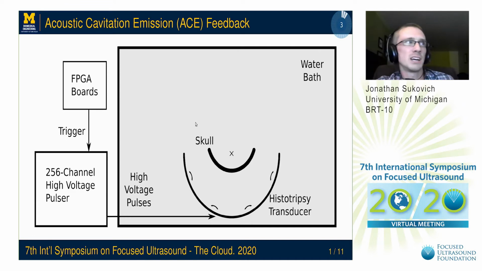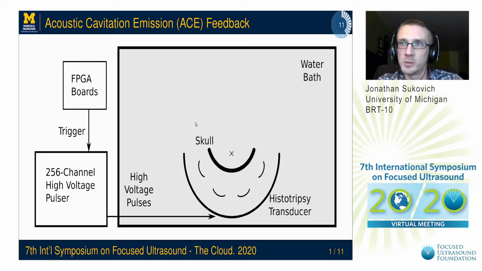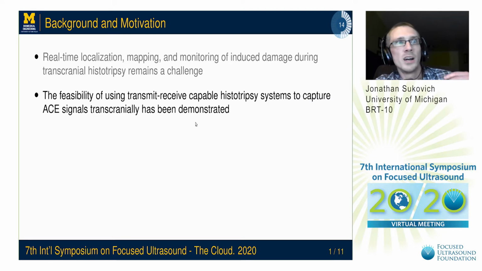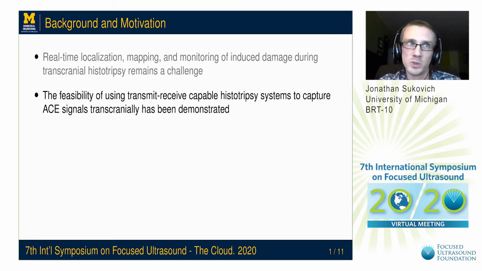And so what acoustic cavitation emission signals are, essentially, is when you nucleate a bubble with histotripsy, the bubble emits a shock wave that travels back to the histotripsy array, and then you can use the histotripsy array elements to measure the received ACE signal. And we've demonstrated the feasibility of using these transmit-receive capable histotripsy systems to capture ACE signals transcranially before.